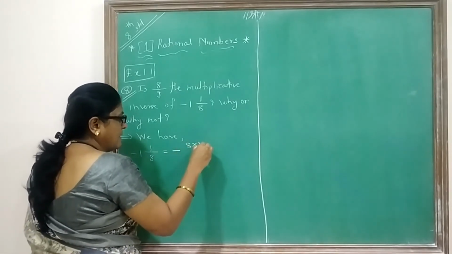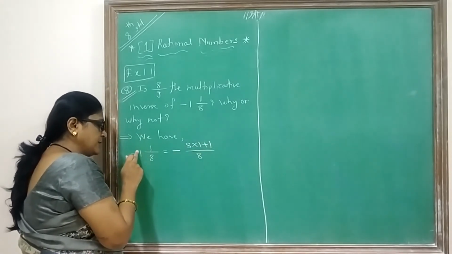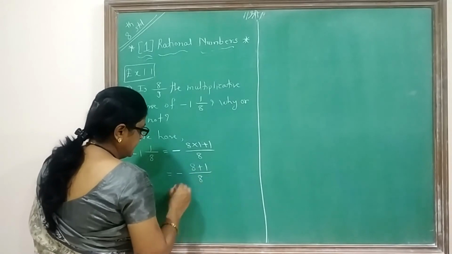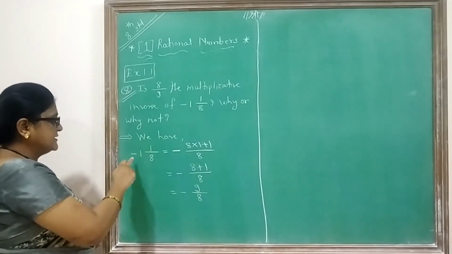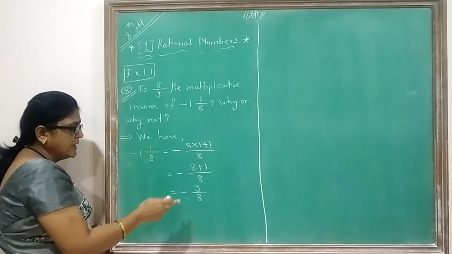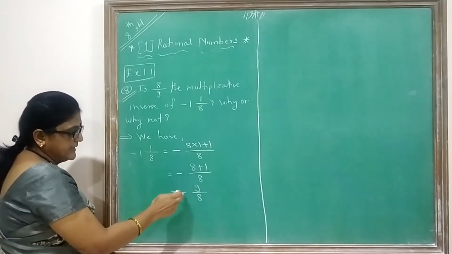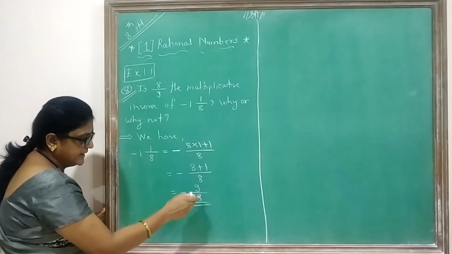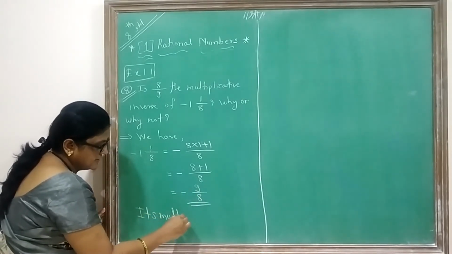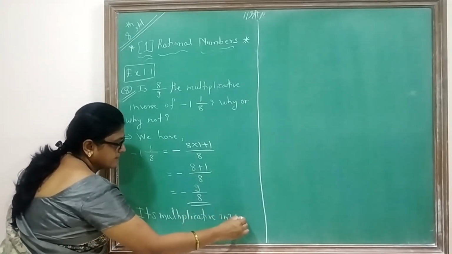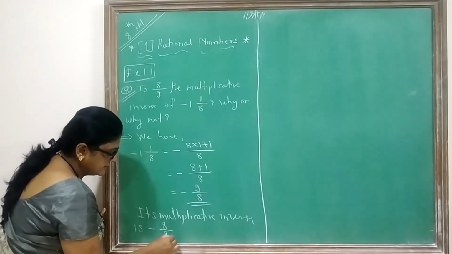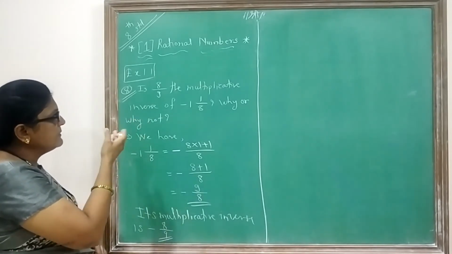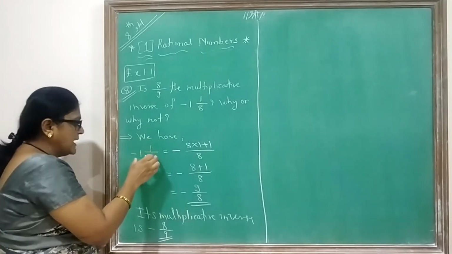Then 8 into 1 plus 1, divided by 8: this 8 is multiplied by this 1, adding 1, divided by 8, and the minus sign will be the same. 8 into 1 is 8, plus 1, divided by 8, then you will get -9/8. Means this -1/8 is converted into p upon q form, you will get -9/8. And -9/8, its multiplicative inverse is -8/9. But here only 8 by 9 is given.